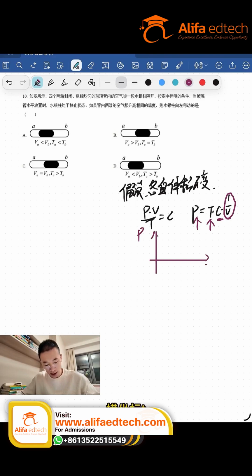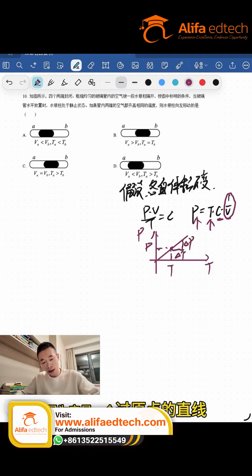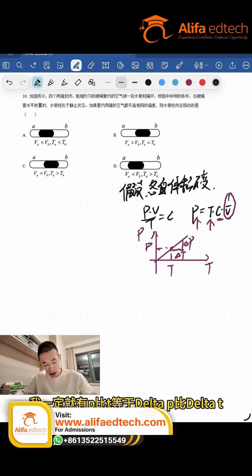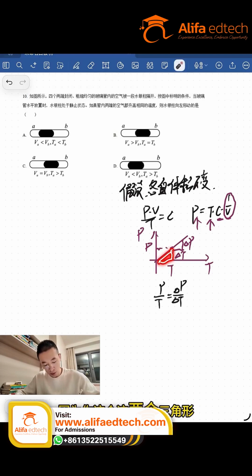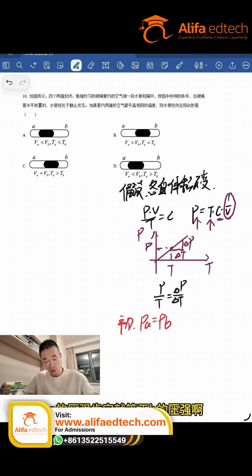The P-T diagram, as the title suggests, must be a straight line passing through the origin. If I take any point and look at P and T, or delta P and delta T, since it's a straight line through the origin, I definitely have P over T equals delta P over delta T. Since these two triangles are similar, as we can clearly see here, right? But notice that when I'm studying them, it's really because of the change in state. The pressure at point A must be equal to the pressure at point B.